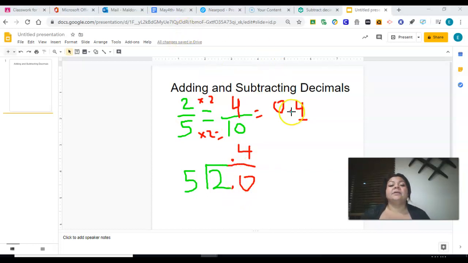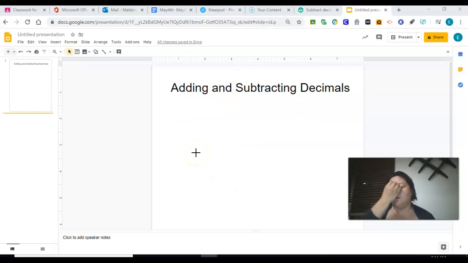All right. So now we're going to move into adding decimals, and we need to remember that we also want to know how to do estimating.